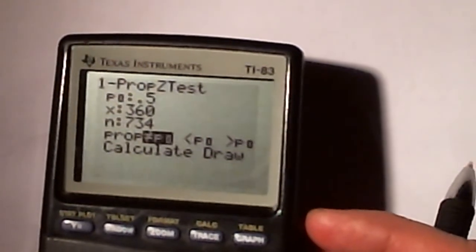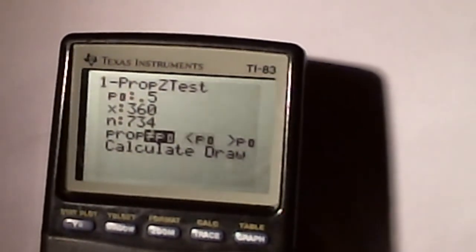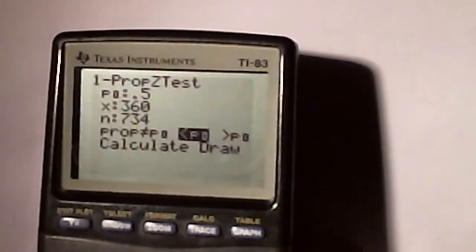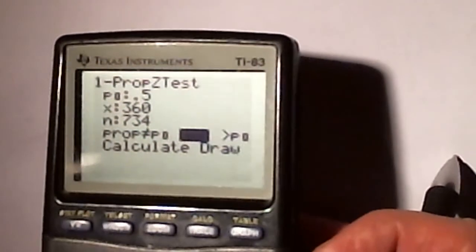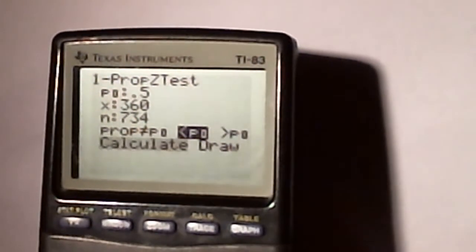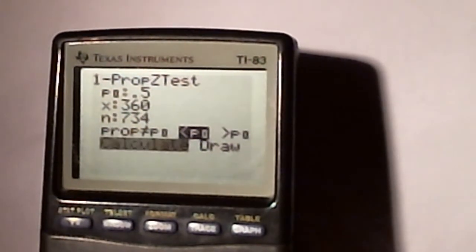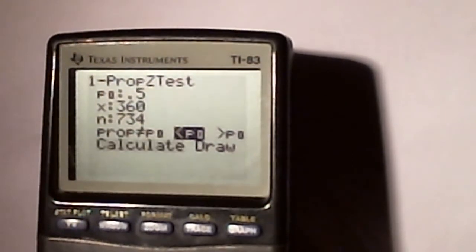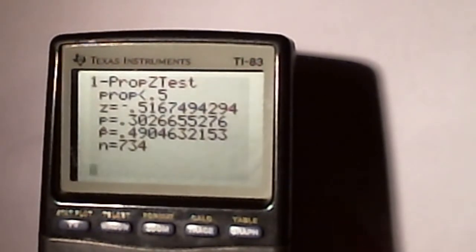Of course, this is a lower tail test, so we select less than P sub 0. That's the same symbol used in our alternative hypothesis statement. Go down to calculate, and we're ready to do the test. So now we just hit enter, and the test has been conducted.